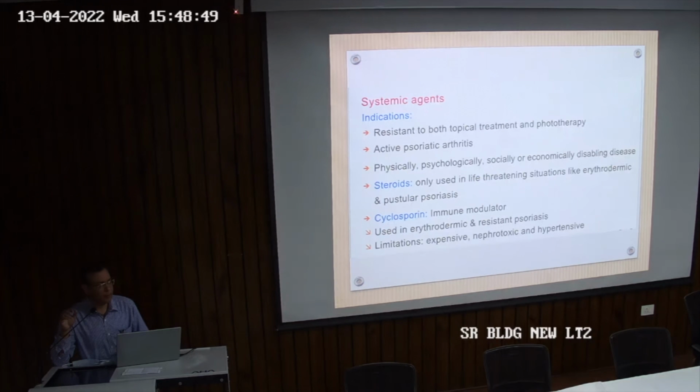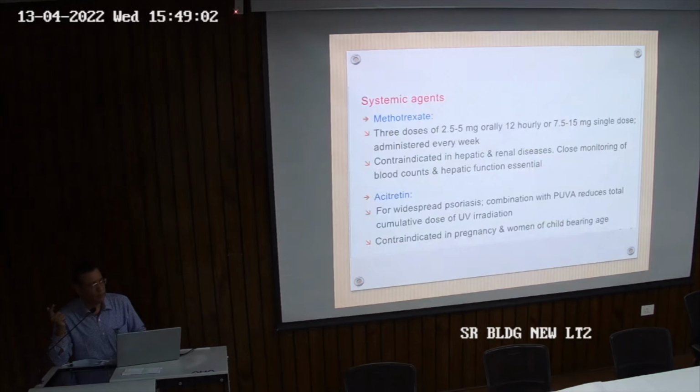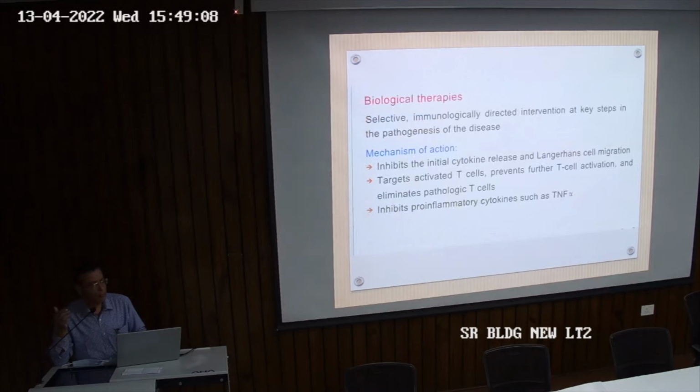Systemic agents, steroid as such is not used, but it has to be used in certain cases where complication is there, especially in erythrodermic and pustular psoriasis. Other drugs that can be used are cyclosporin, methotrexate, acitretin. We will not go into details of all this treatment. Biologic therapy is the recent advancement where biologics are used, which work on tumor necrosis factor alpha and interferon gamma.